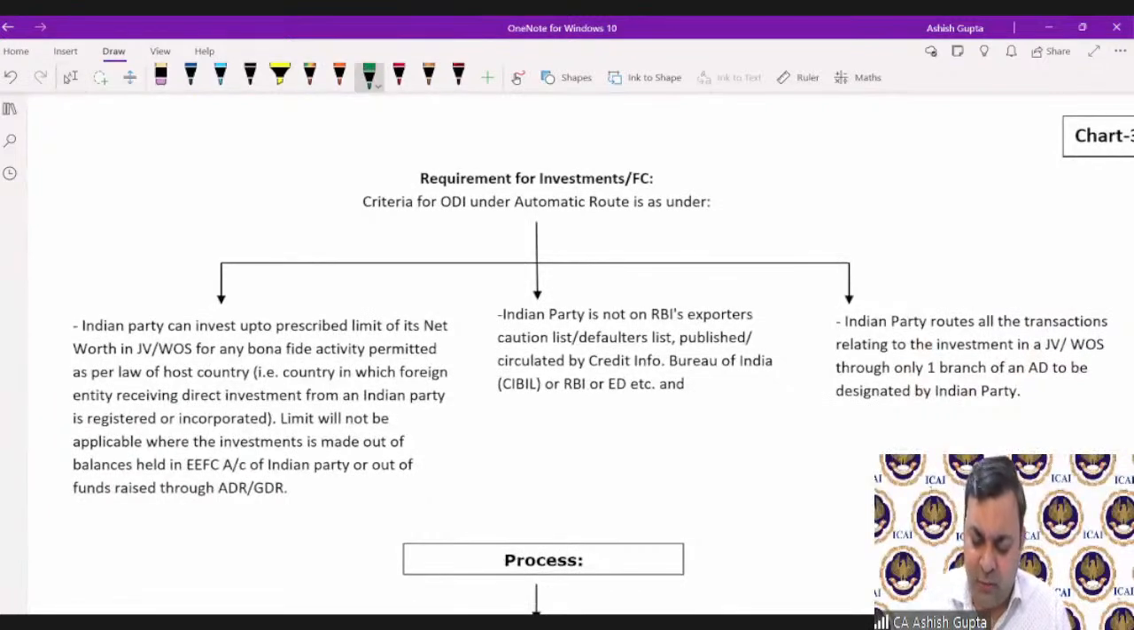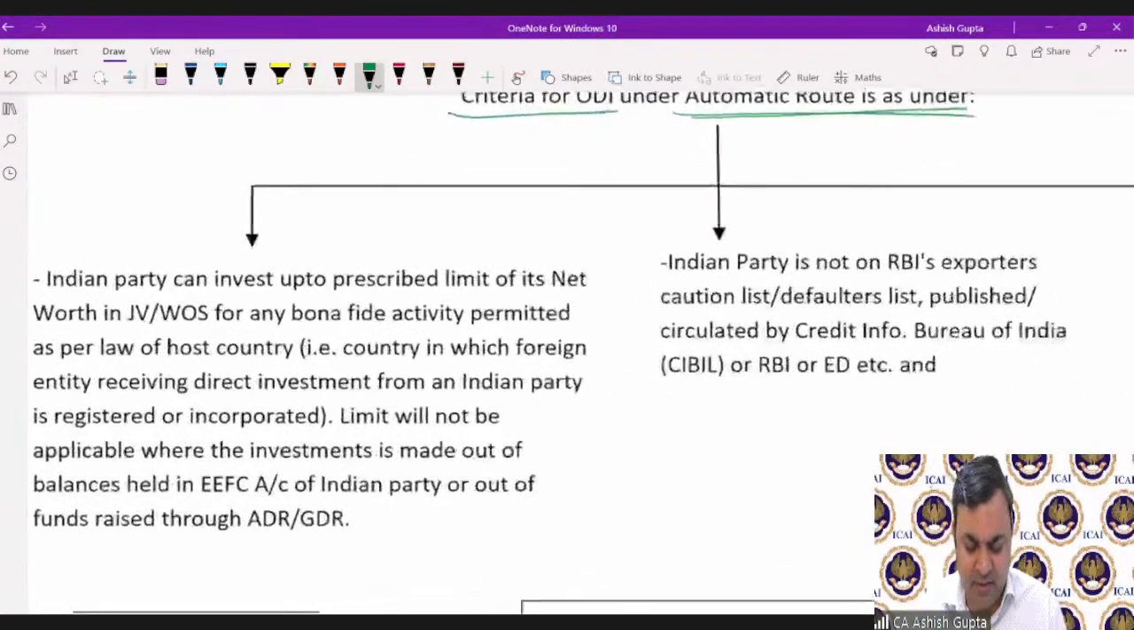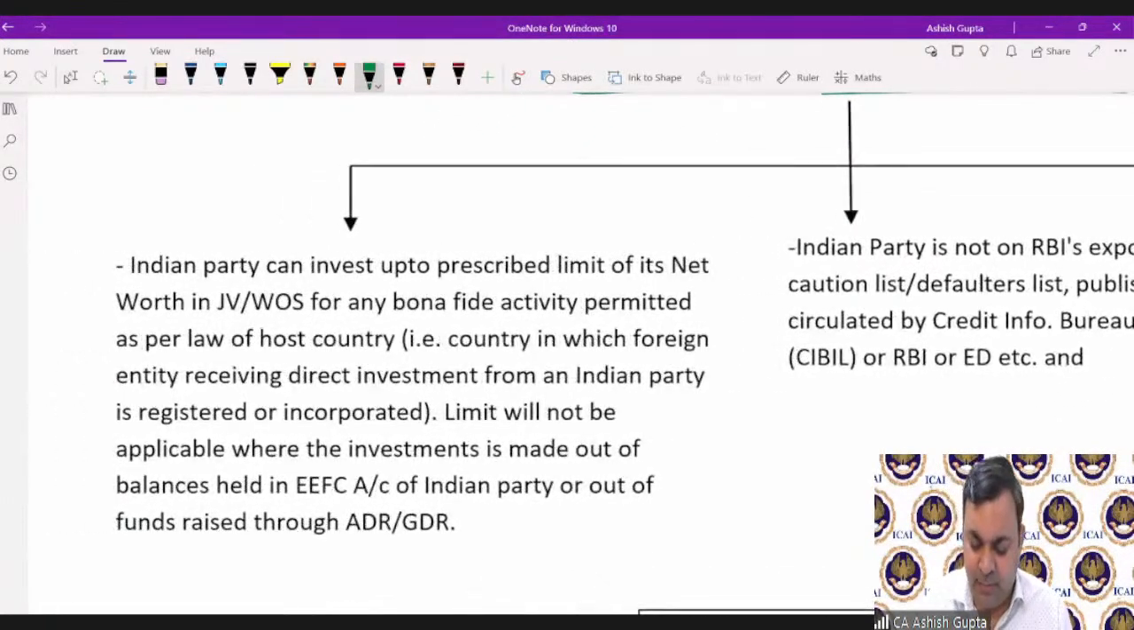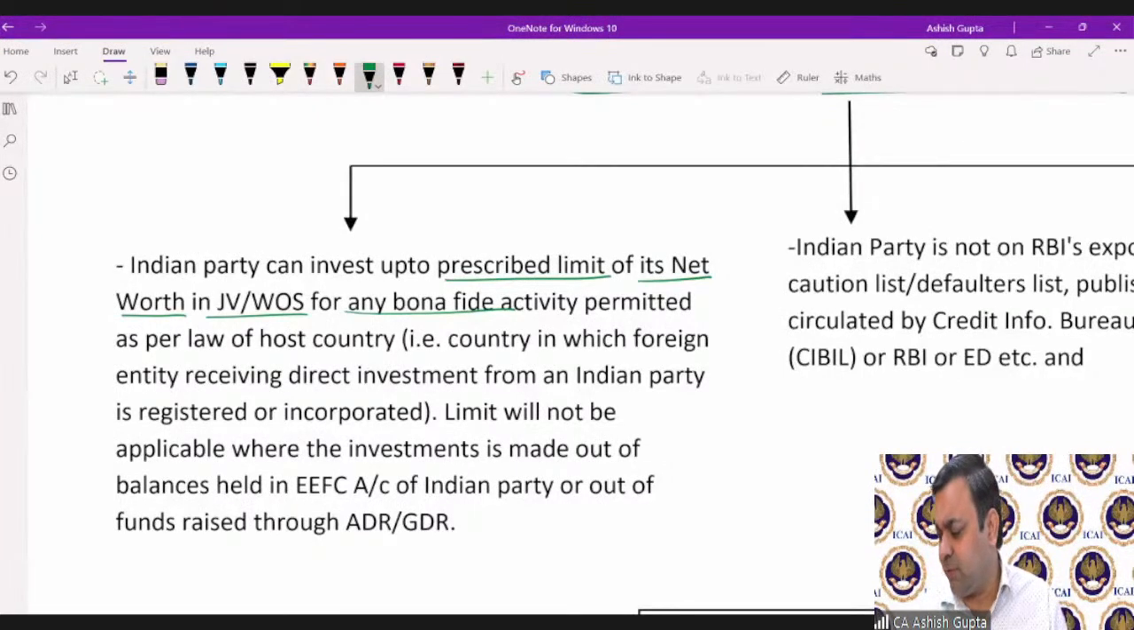So what are the requirements for that investment part? Criteria for ODI under the automatic route is as under. The Indian party can invest up to the prescribed limit of its net worth in a joint venture or wholly owned subsidiary for a bona fide activity. You are not supposed to make an investment for smuggling purposes, right? For bona fide activity, that is permissible.